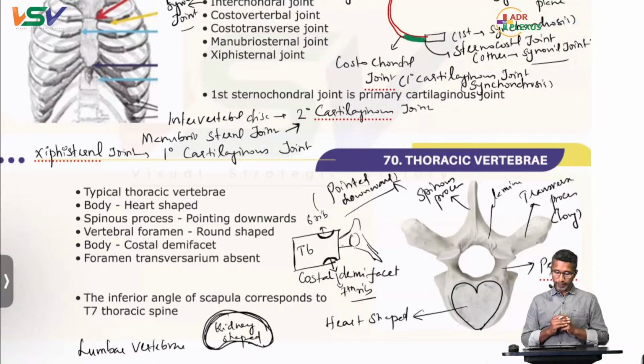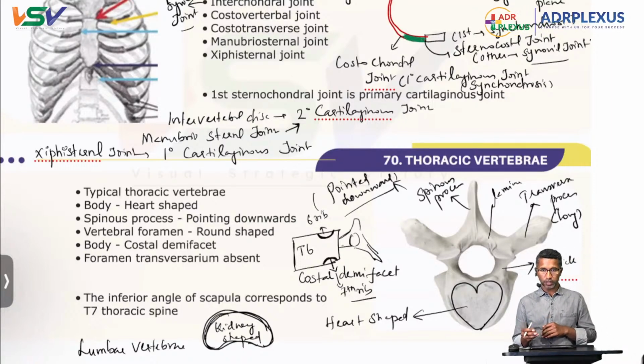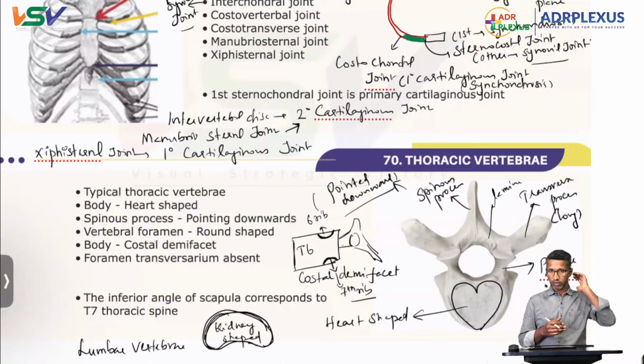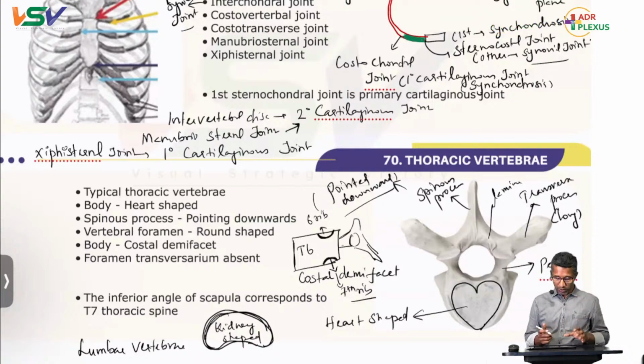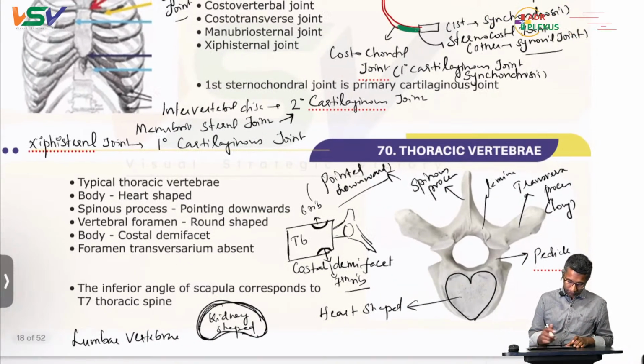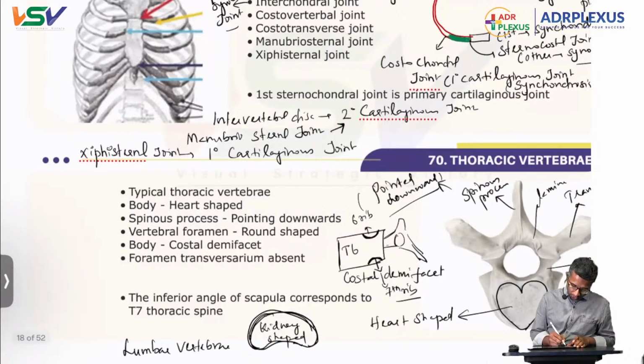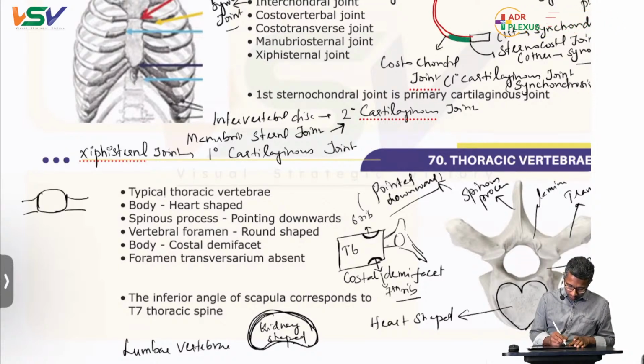Clear. Now, they may ask you how to differentiate a thoracic vertebra from a cervical vertebra, which is slightly above. If you see the cervical vertebra, the cervical vertebral body will be small, and the transverse process of the cervical vertebra will have a foramen called the foramen transversarium.